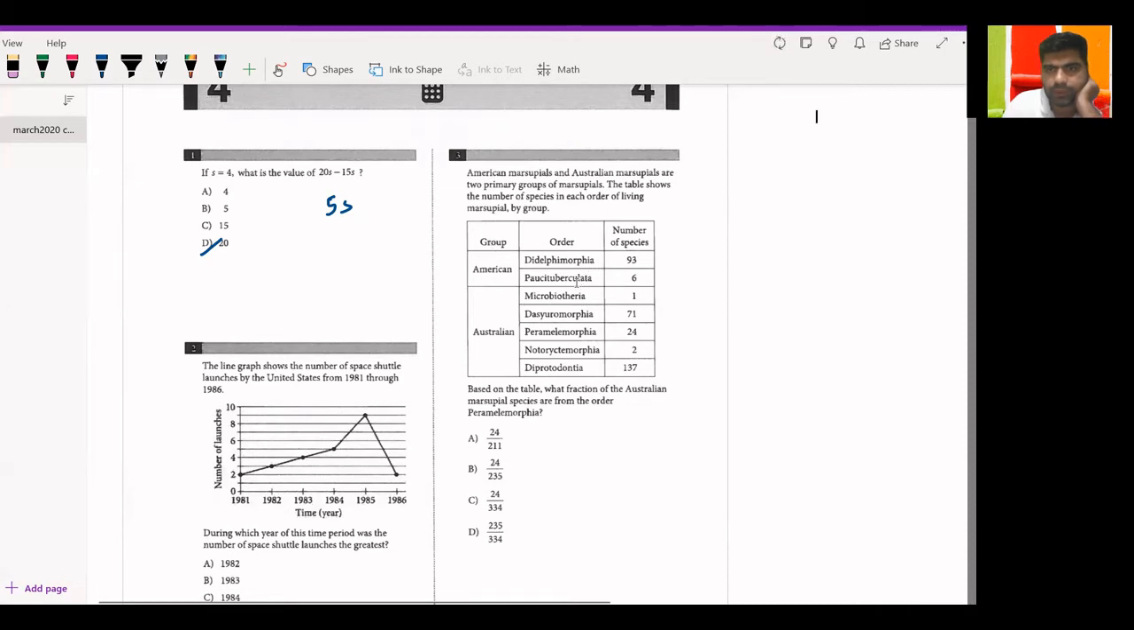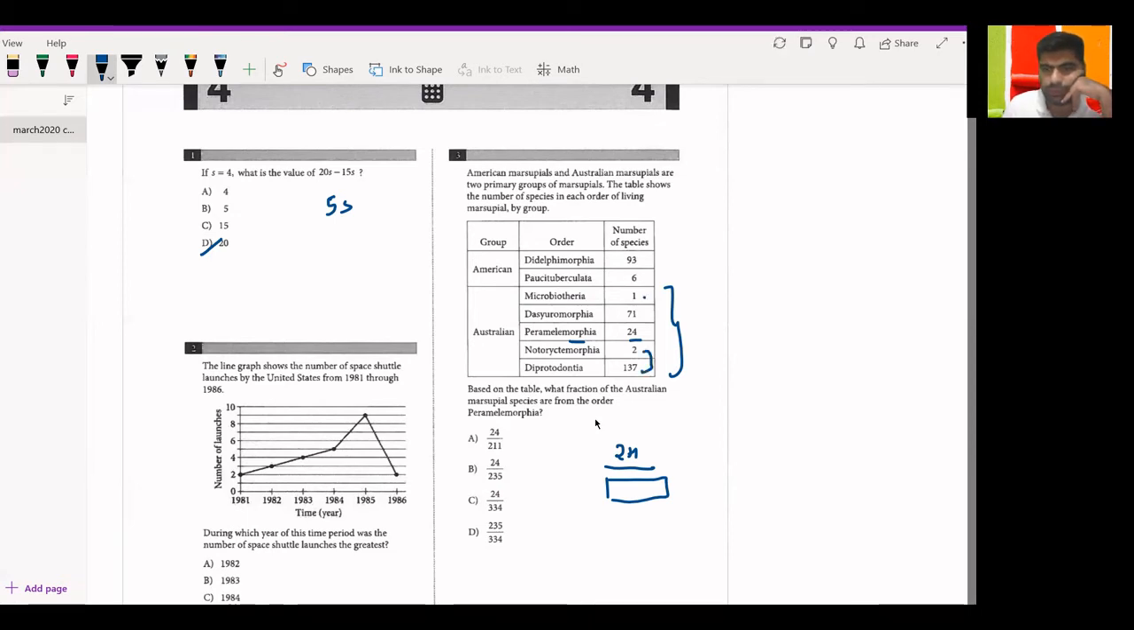Okay, American 93.6, Australian this. Okay, what fraction of Australian marsupial species are from the order of? So what fraction of Australian? So we have to take the total of Australian as the denominator, and Paramelomorphia, which is this particular thing, the numerator is 24. So I have to add all of this, divide by 24. It would help me if I use a calculator. But let us try to do it without this.